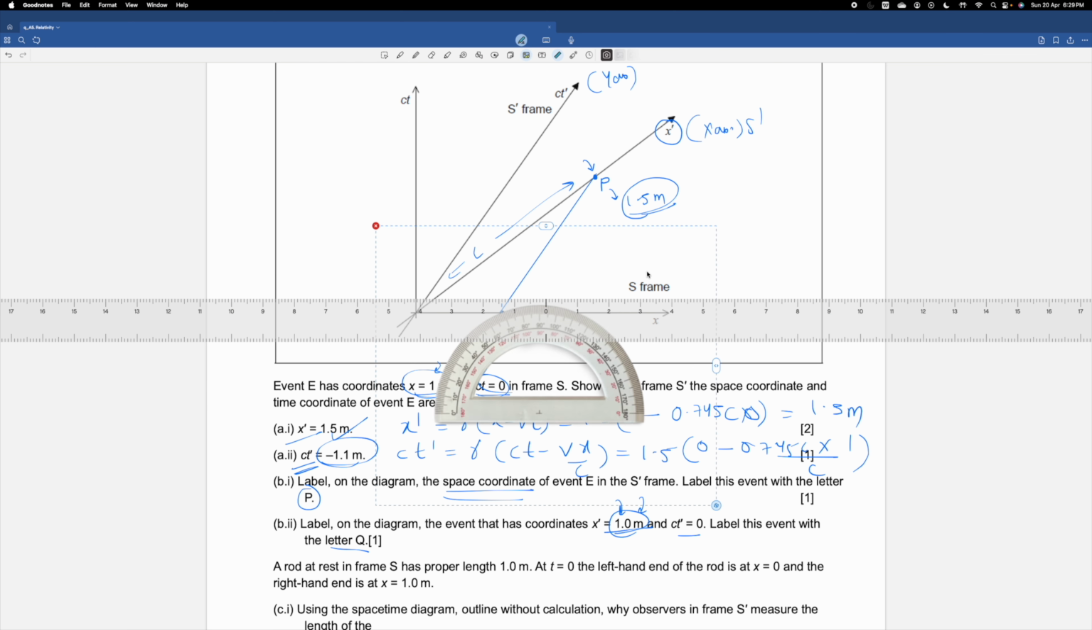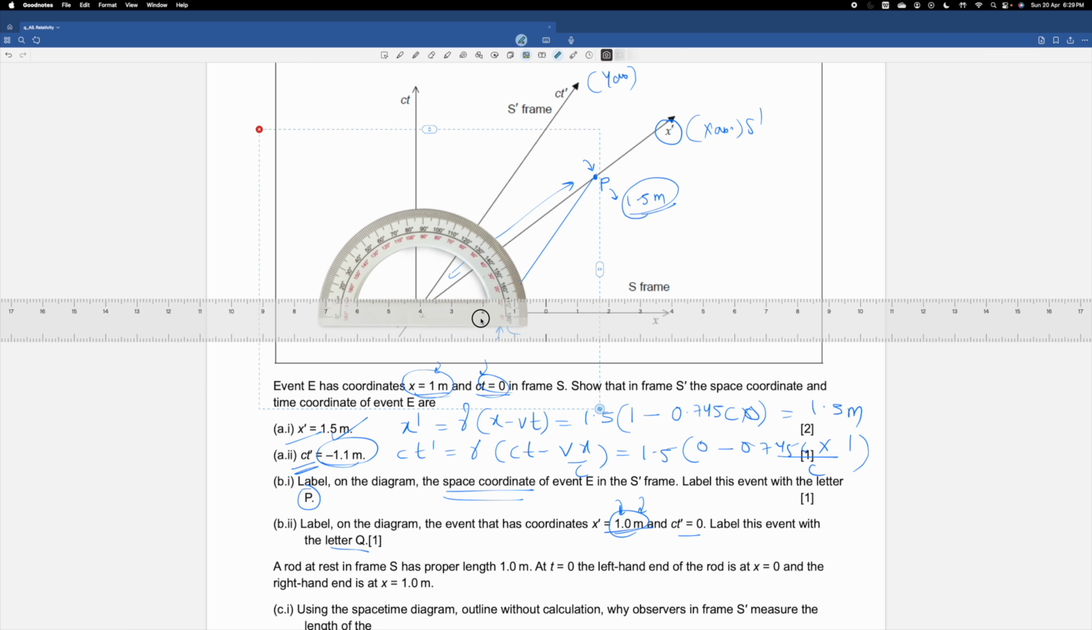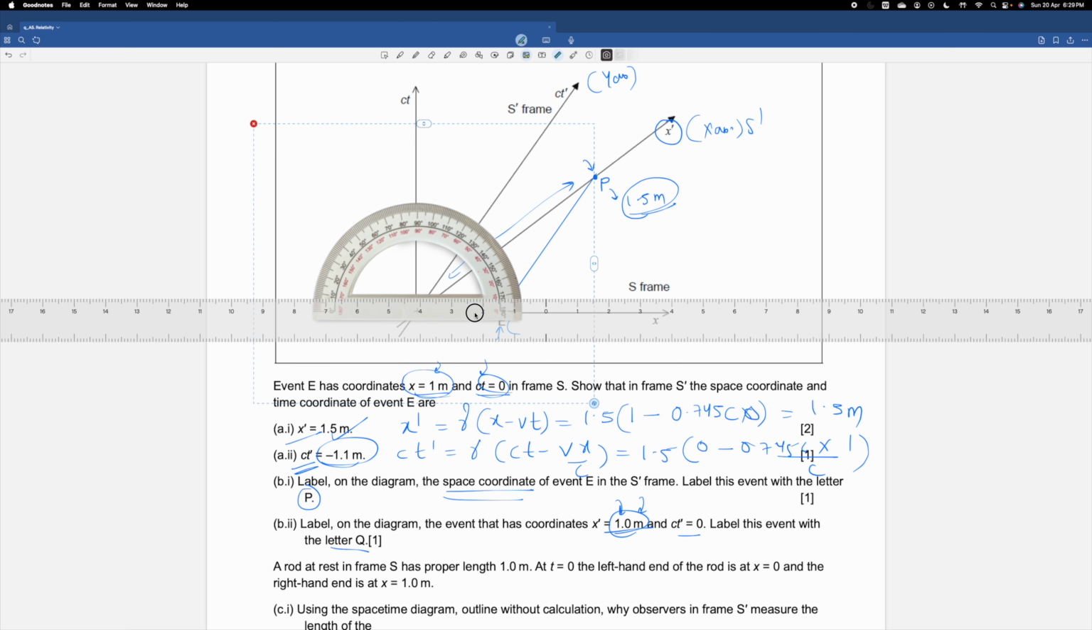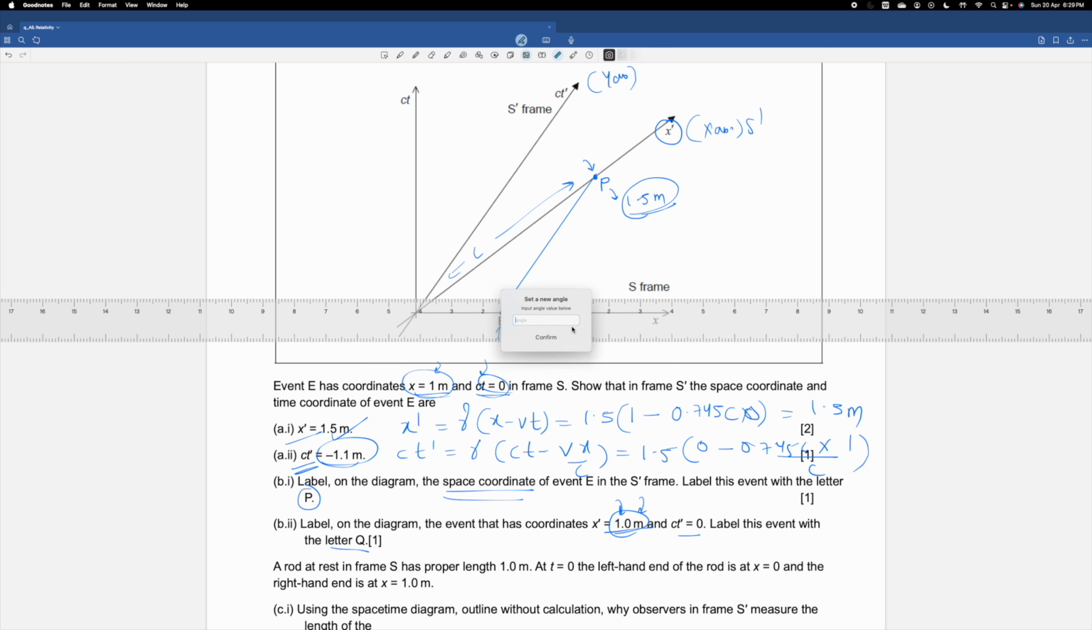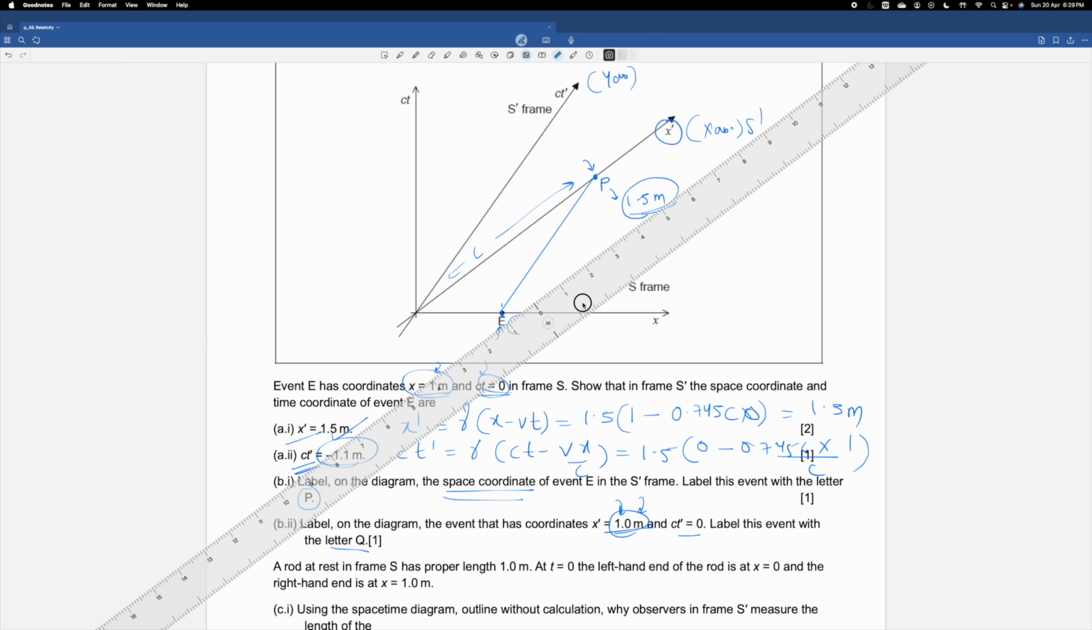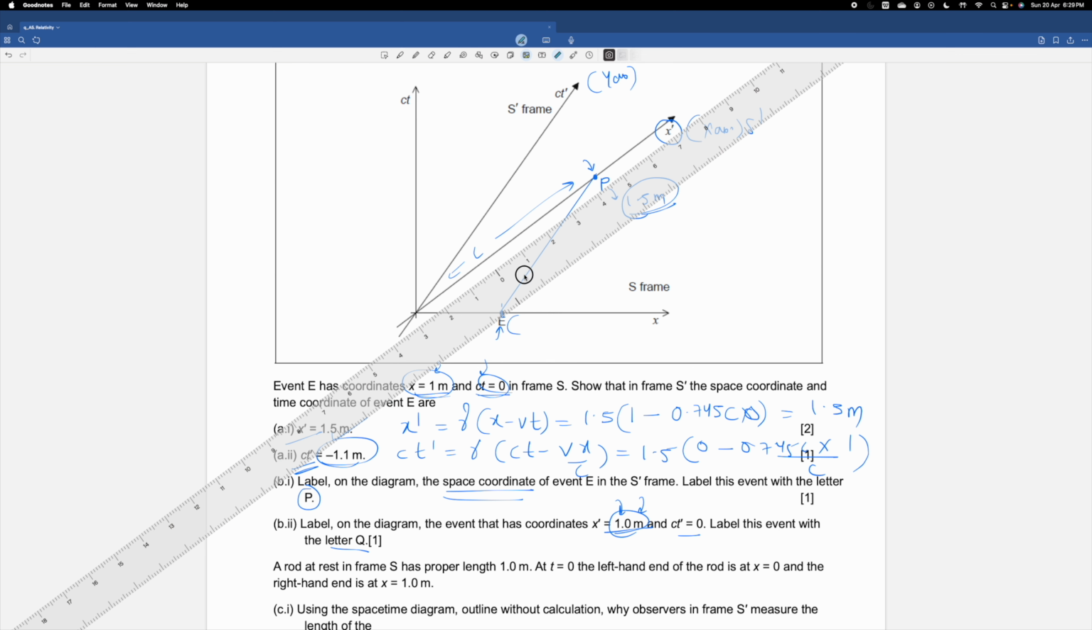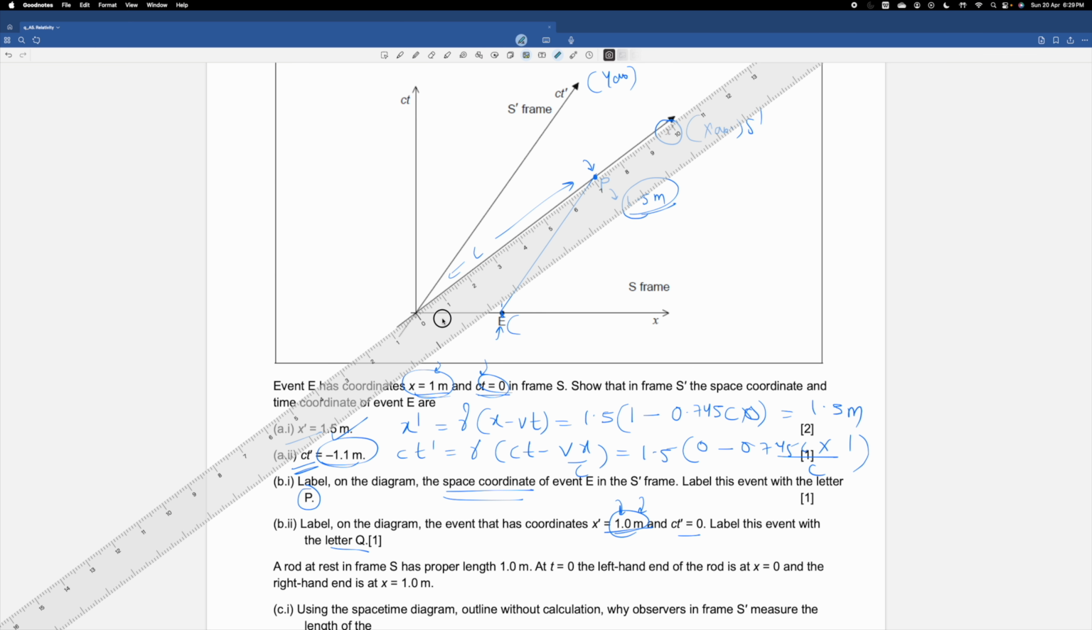Okay, so before that, let me use a protractor to see how much angle it is making approximately. It is making an angle of about 36 degrees, right? So let me set this ruler to an angle of 36 degrees and measure the length. So P is about 7.